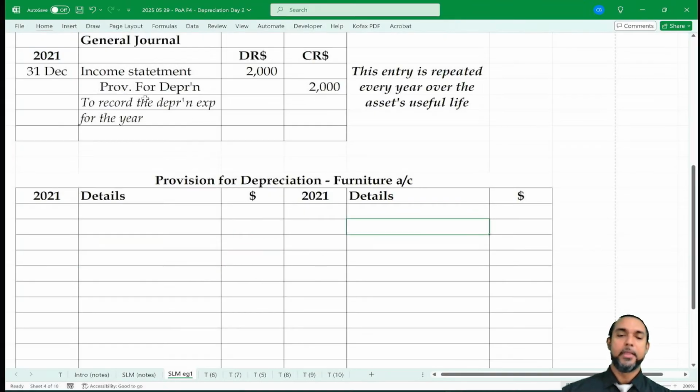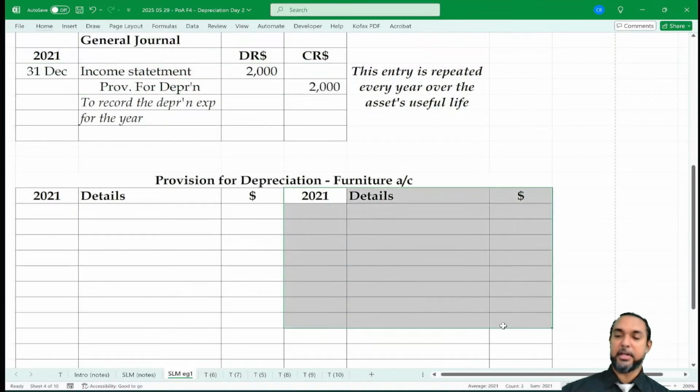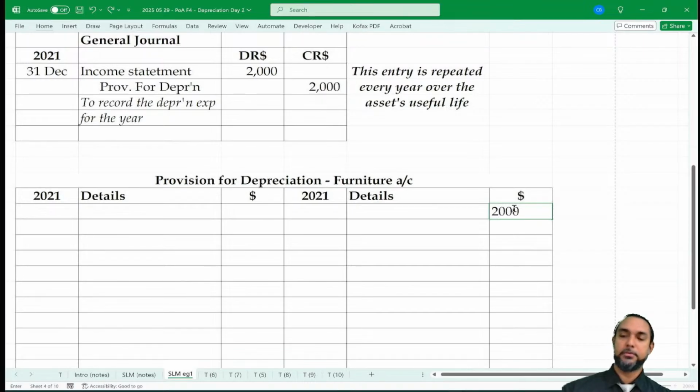Anyhow, it says here in the journal entry that we debit the income statement, which ends up being in the expenses section, and we credit the provision for depreciation account. So this is the credit side of the account. When you credit the account, you go on the credit side, you put the amount, you put the other account affected, and you put the date.